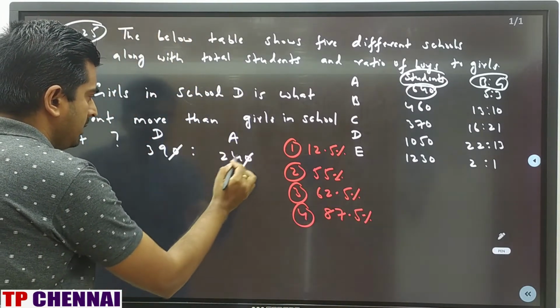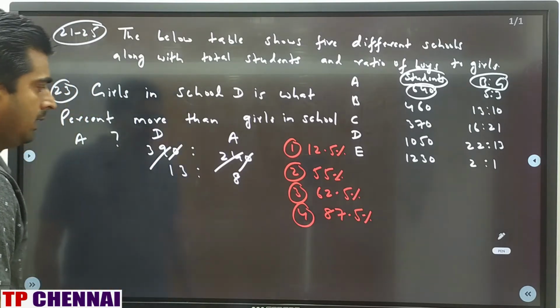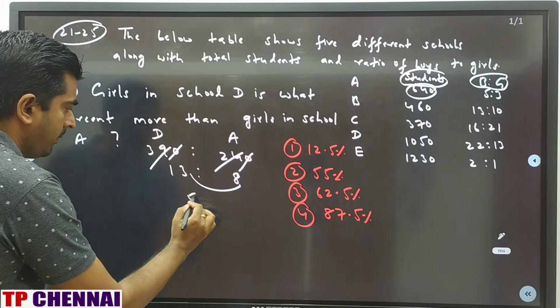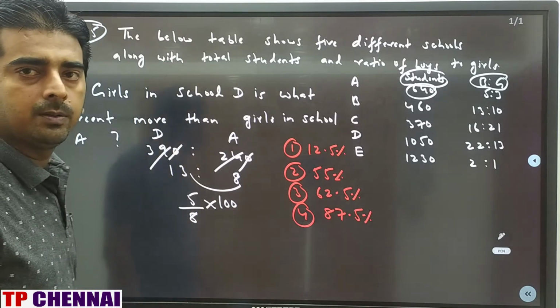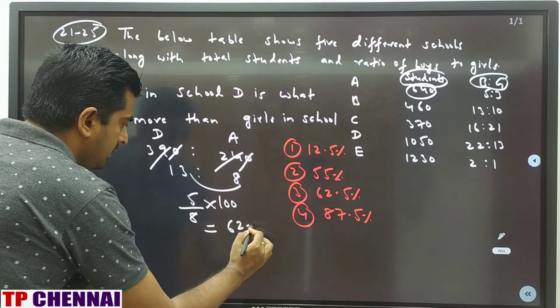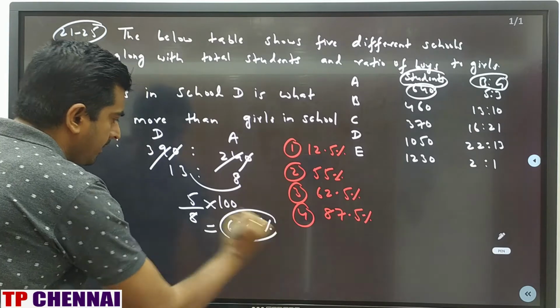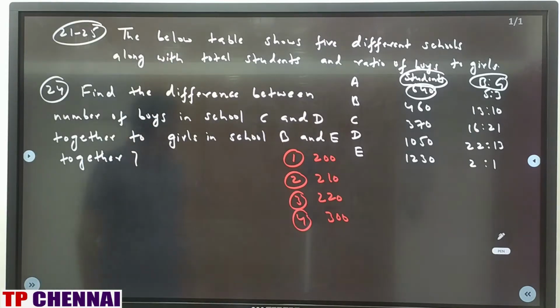Cancel this number. 3 8s are 24, 3 13s are 39. How much is it more? 5 by 8 into 100. 1 by 8 percentage value is 12.5, so 5 by 8 is 62.5%, which is the third option. So I hope you are clear with 23.